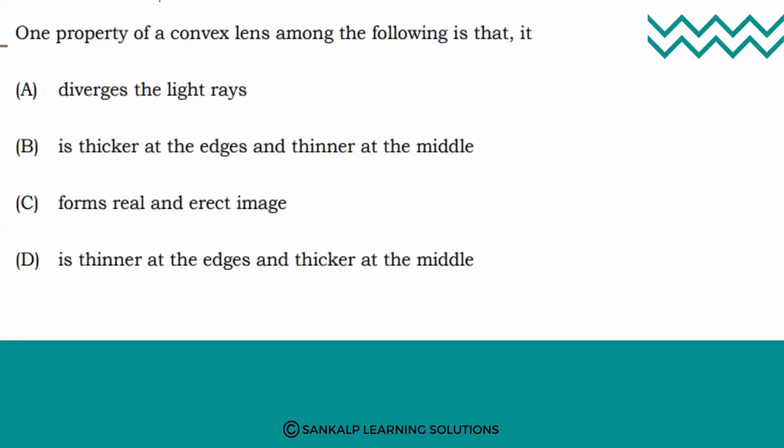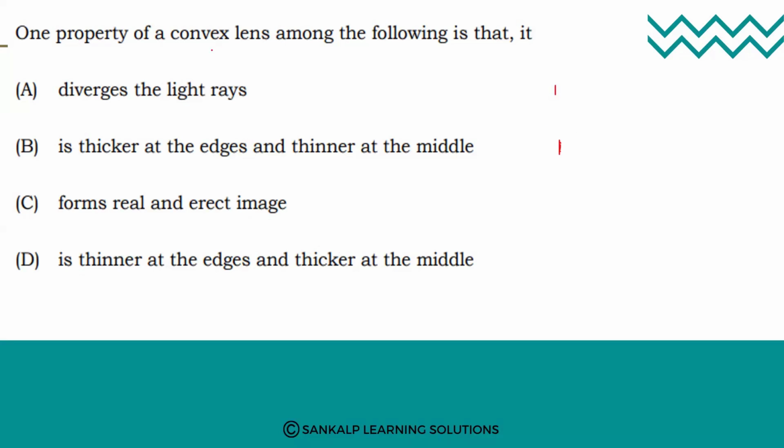One property of a convex lens among the following is that it diverges the light rays. It is thicker at the edges and thinner at the middle. Forms real and erect image. It is thinner at the edges and thicker at the middle. Which option is right here?